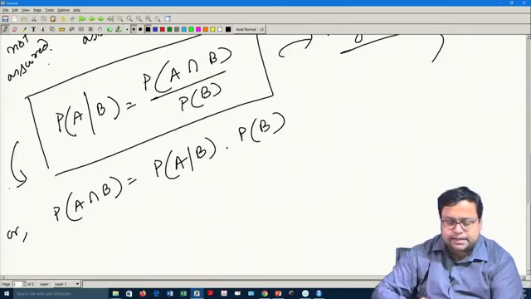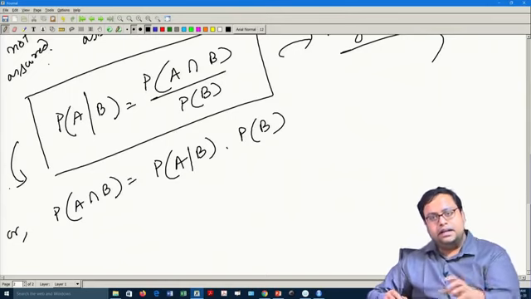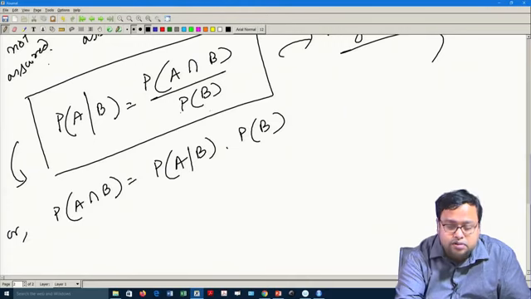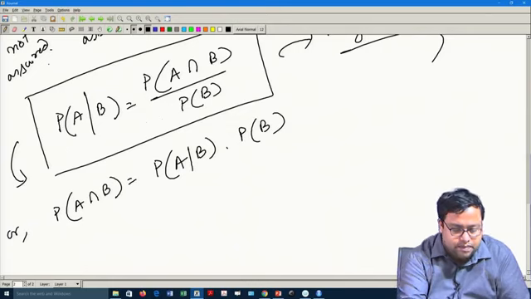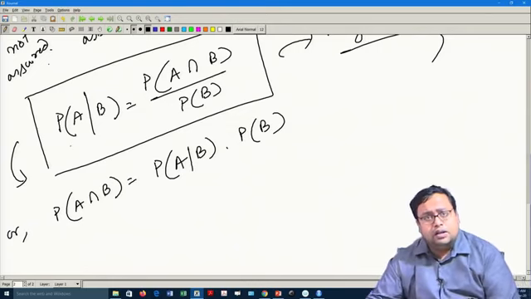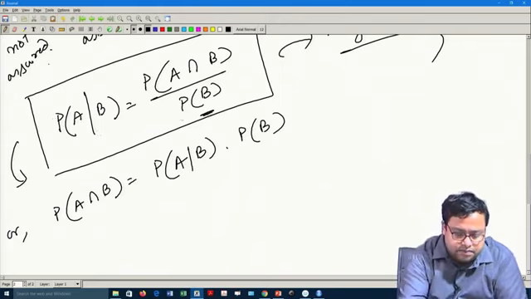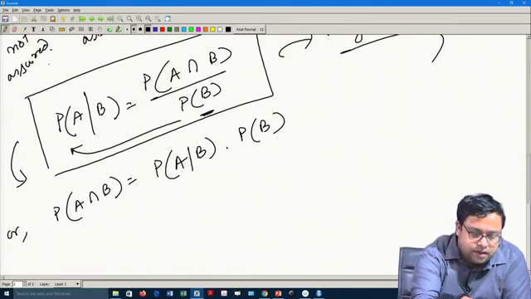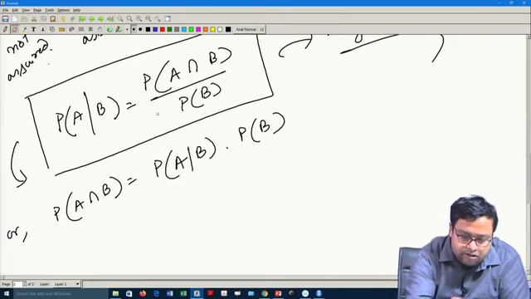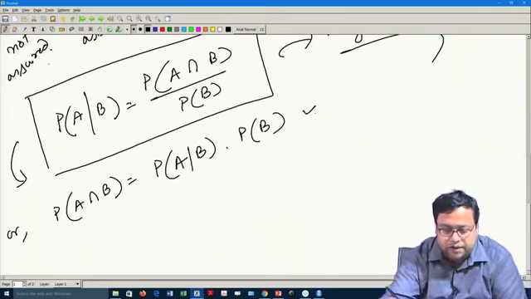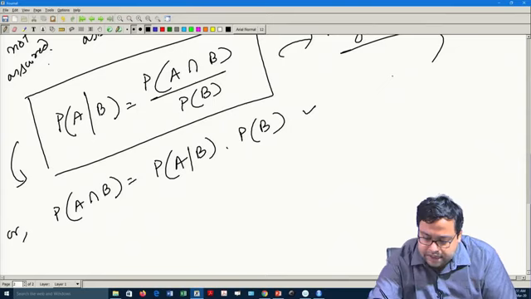So, from here can I write this? See, the numerator remains the same and this denominator, which is P(B), is pushed to this part. So that is what I am doing, and while doing that I am getting this formula. Fair enough.